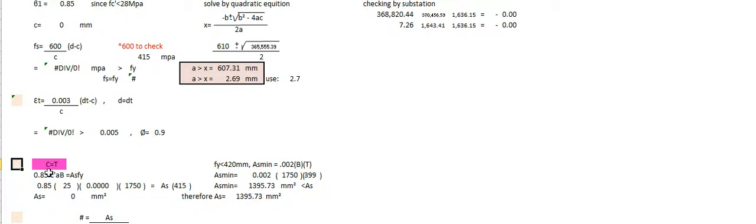As per diagram, compression C is equal to tension T, then C is equal to 0.85 times Fc times a times b, equal to area of steel times Fy, so As is equal to 0 mm square, and As minimum from code is equal to 1395.73, therefore use As as 1395.73 mm square.